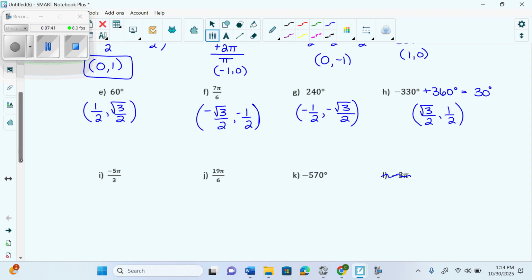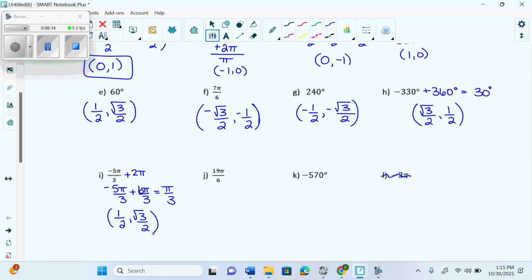Negative 5 pi over 3, we would add 2 pi to it, which is negative 5 pi over 3 plus 6 pi over 3. You want to make a common denominator, which gives just pi over 3, which is 60. So it's a half and root 3 over 2. But remembering, I could check all of these. I could go cos of negative 5 pi over 3 in radian mode, right? And sine of negative 5 pi over 3 in radian mode. It would still give me the same answers.